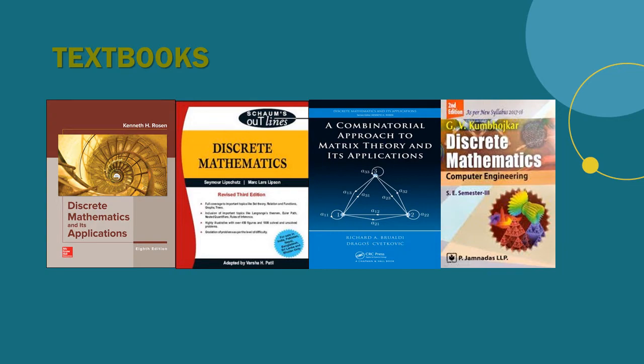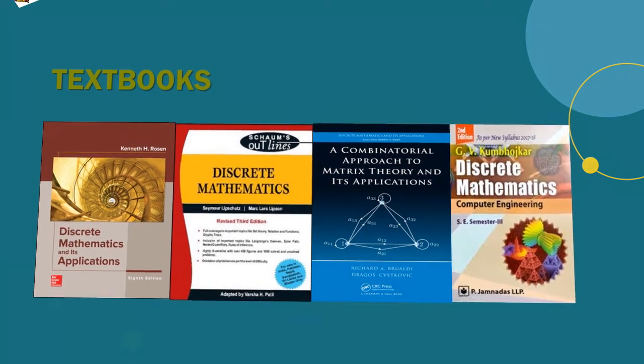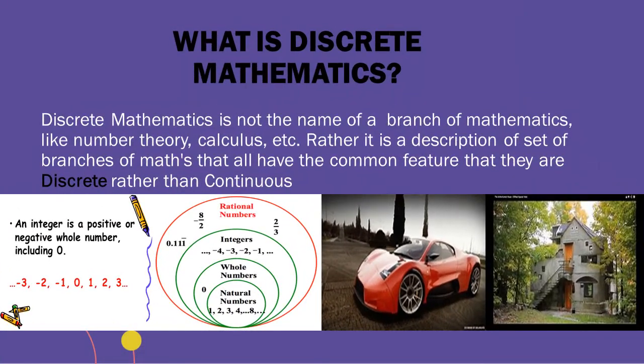Now moving forward, I already defined discrete mathematics. Earlier I explained what discrete mathematics is, and what discrete means. There are four images. If I say integers and rational numbers are different things, they are discrete, separated from each other.